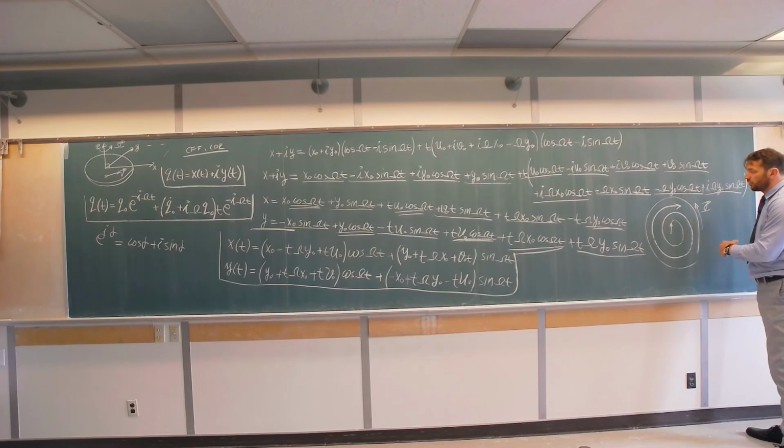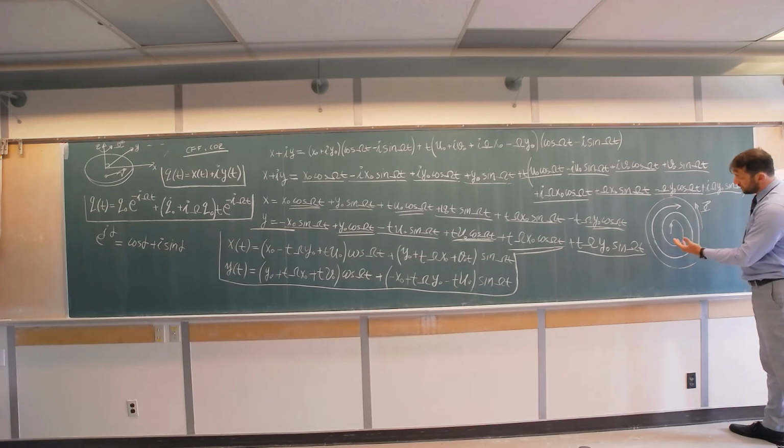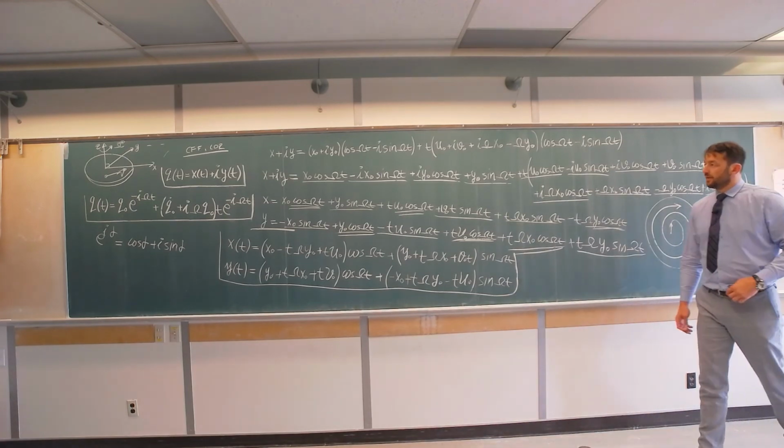If the Coriolis force is very strong, by introducing small velocity to the particle, this spiraling would be much, much larger.